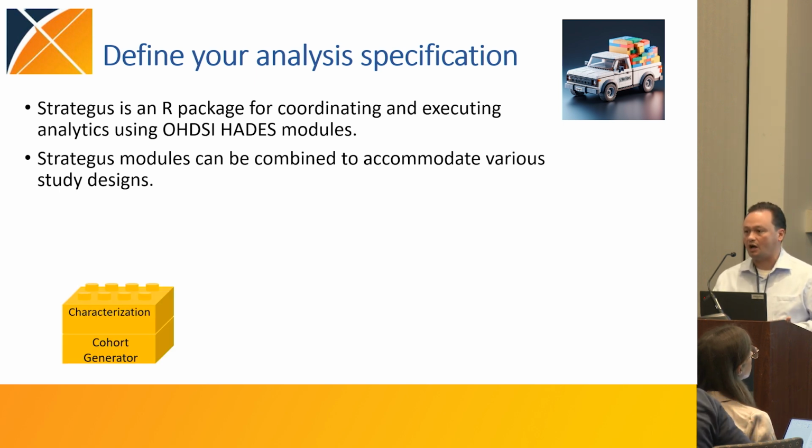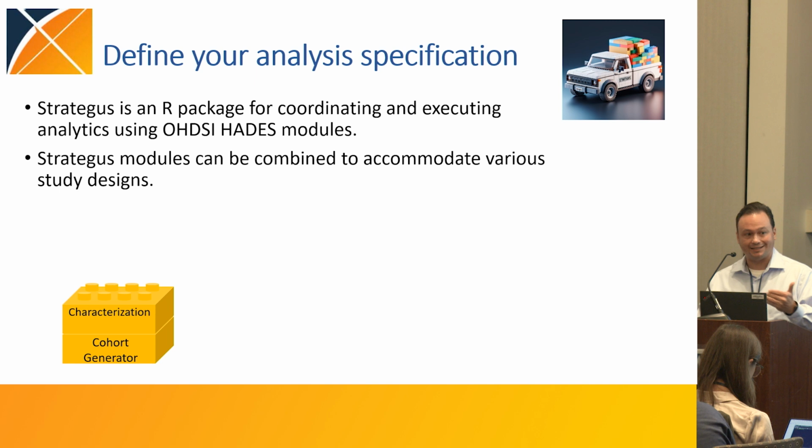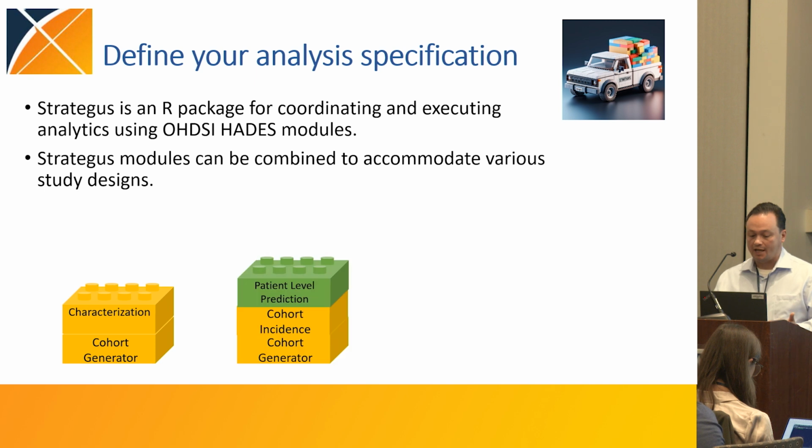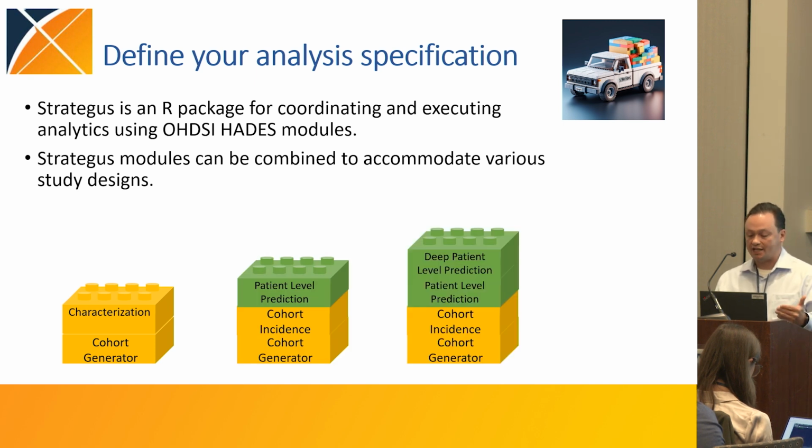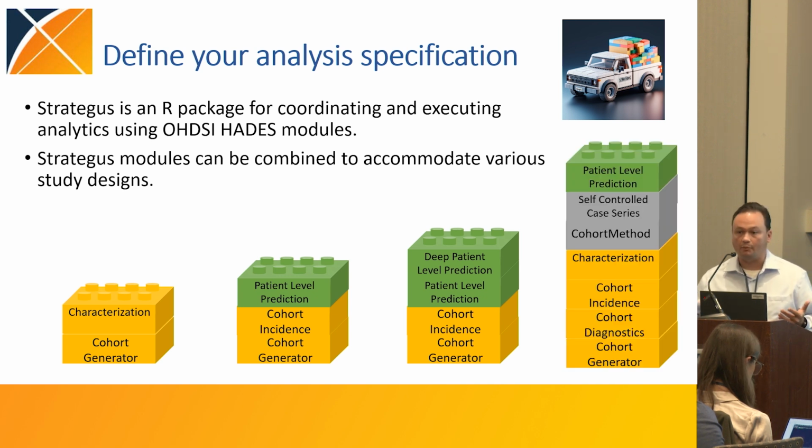Each of these building blocks is a HADES package. And all Strategus is doing is enabling you to make use of that in a consistent manner. So the way that you configure and run CohortGenerator and characterization is identical. And if you want to add in prediction tasks, those follow the same pattern. And we can build up all the way to all of the current modules that exist inside of Strategus to run all of the various HADES analytics.